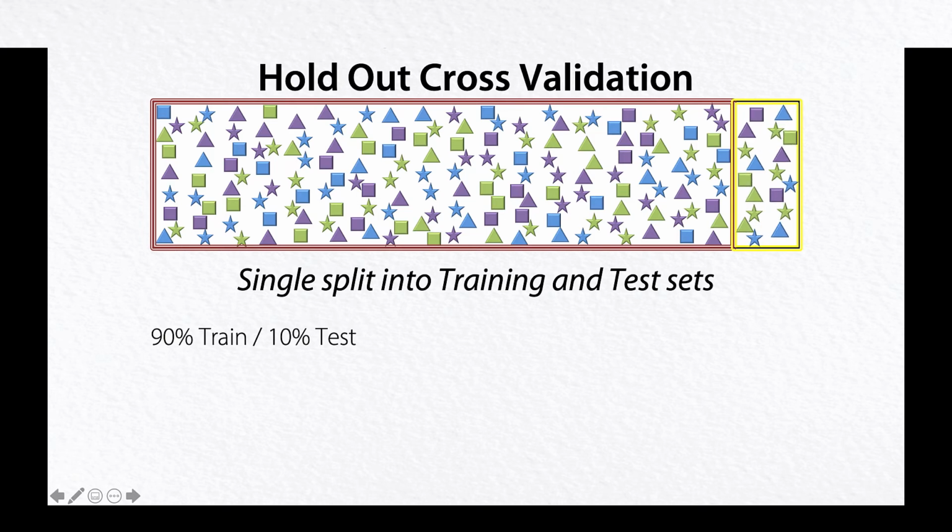The observations in the yellow rectangle are held out as the test set. A problem is that even though the model was trained appropriately on the other 90% of the data, the test set itself is not representative.